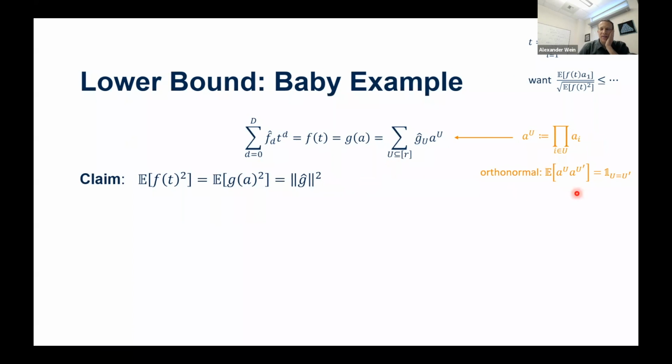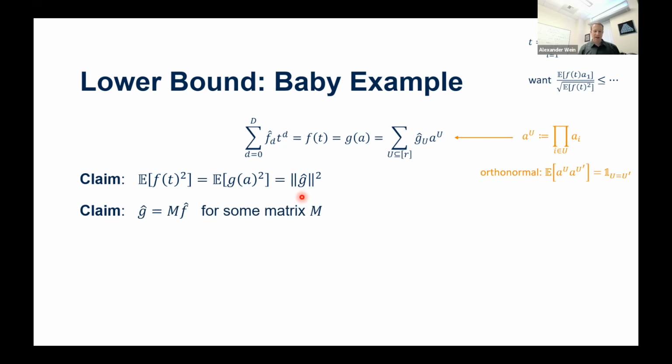Okay, so why is the orthogonality helpful? Part of the difficulty was understanding this denominator, the expectation of f squared. But now we can write the expectation of f squared just as the expectation of g squared, because f and g are the same. And then by Parseval's theorem, because of the orthonormality, this thing is just the sum of the squares of the g coefficients. Is that okay? So that will be crucial.